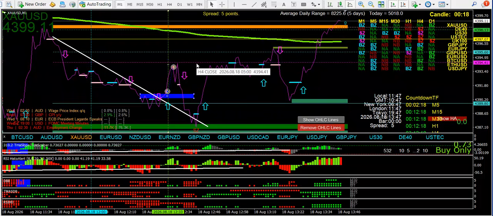to one of Dean's levels, the H4 closing close level. Insanely good for what I want to do. And we can go on. Look, old sellers become new buyers.